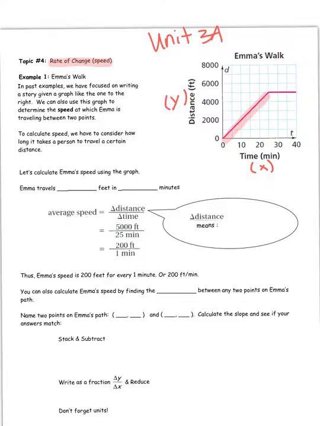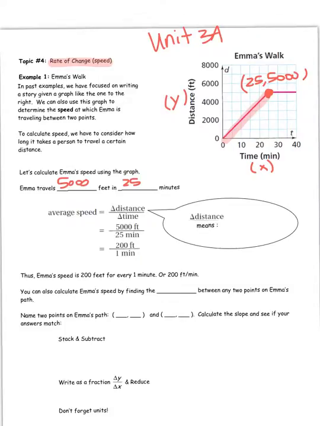And to do that, I'm going to look at this point. I'm going to pick this point right here. This point is 25, 5,000. So Emma travels 5,000 feet in 25 minutes. And this example is worked out for you, so let's just walk through it.